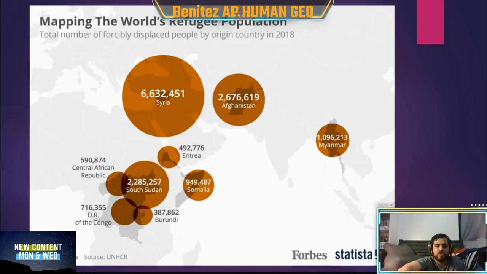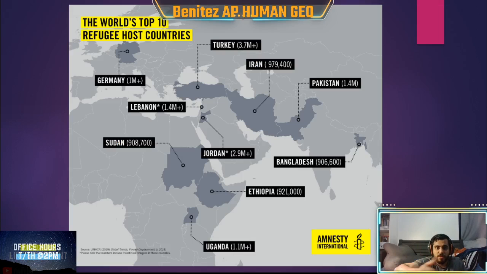This last map shows you the countries that have the most refugees, which means refugees are people who are trying to leave their country, people who are being persecuted. And all these refugees are migrating to nearby countries. And this map shows you all the countries where refugees are going to.